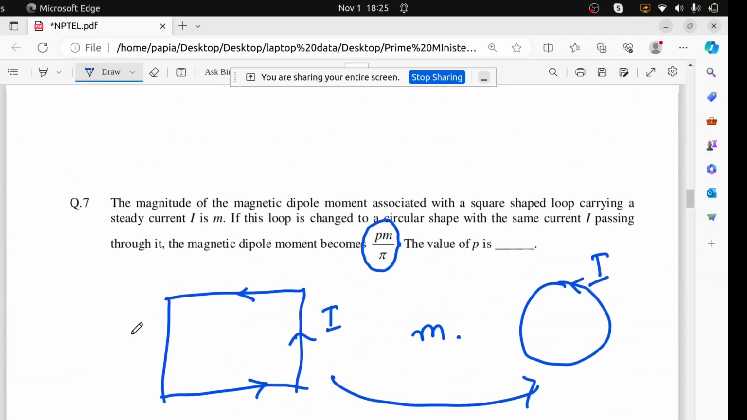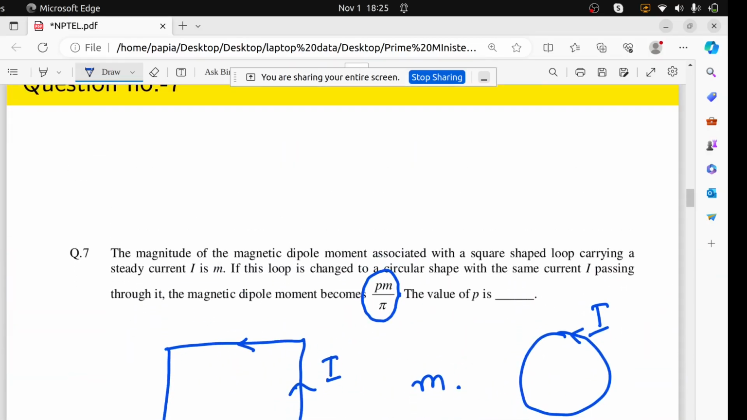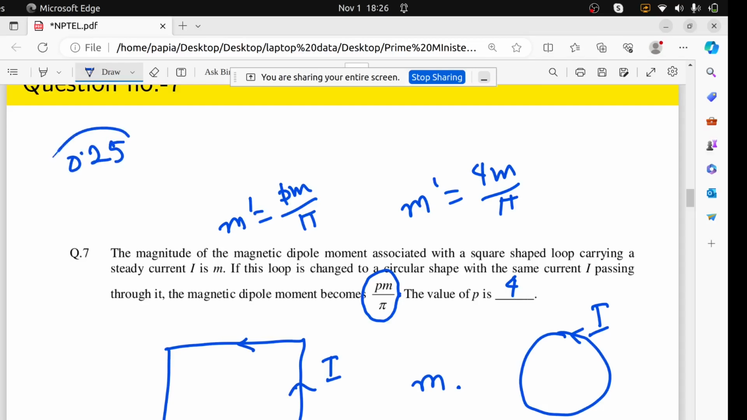Now we go back to the question. You can see the question told us that Pm by pi will be M prime, and I got M prime equals 4M by pi. So what will be the P value? Obviously 4. So the P value for this question will be 4. Whoever wrote 0.25 maybe made a little mistake of 1 by 4 or something. It will not be 0.25, and the correct answer will be 4. Okay.